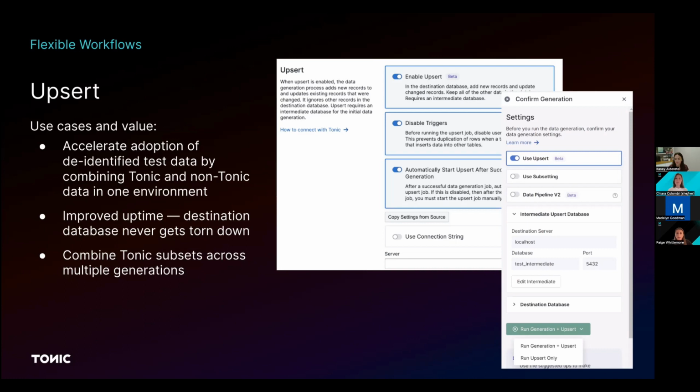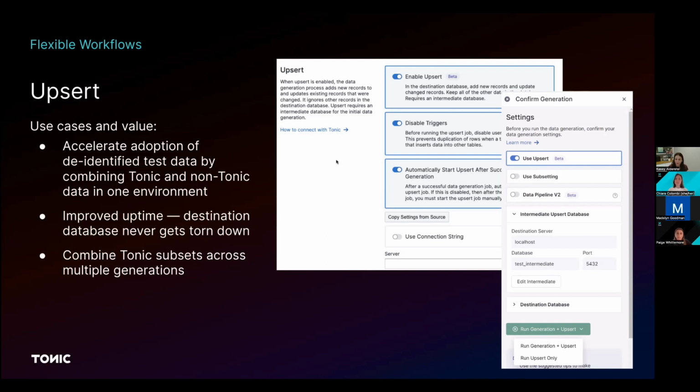Some other value propositions that have already been useful for customers include improved uptime for the destination database. Because Upsert no longer fully destroys the destination, you can still use Tonic and use your destination database at the same time. In previous use cases, you maybe had to wait for Tonic to finish running the data generation and fully rebuild that destination before you could connect to it and test from it and all of that good stuff that you want to do. So there's really no need to stall interaction or testing with the protected data as the Tonic data is being added.